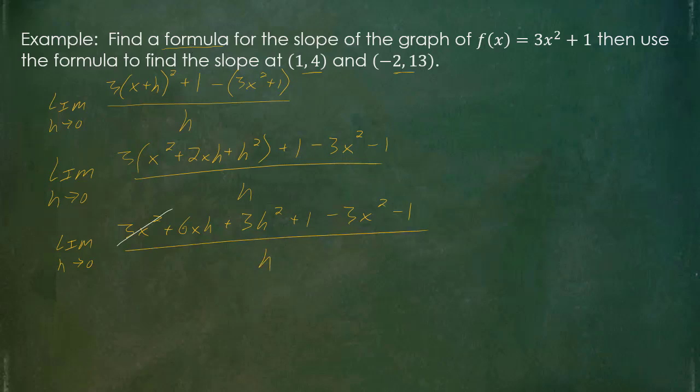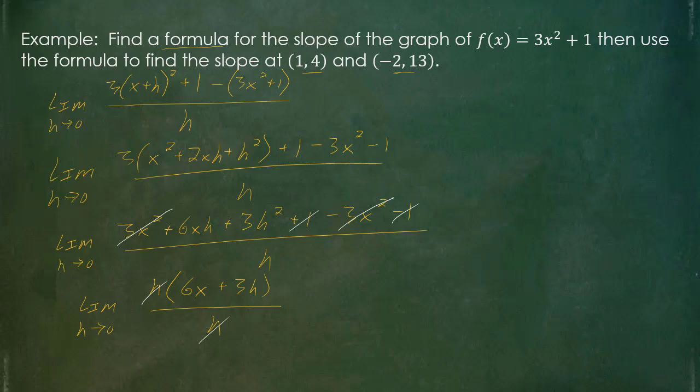So I do have a 3x squared and a negative 3x squared that we're going to be able to reduce down to a 0. I have a positive 1 and a negative 1 that reduce down to a 0. And every term that's left, notice, has an h involved, so I can go ahead and say that the limit as h approaches 0 of this, if I factor the h out in the numerator, that would leave 6x plus 3h all over h.